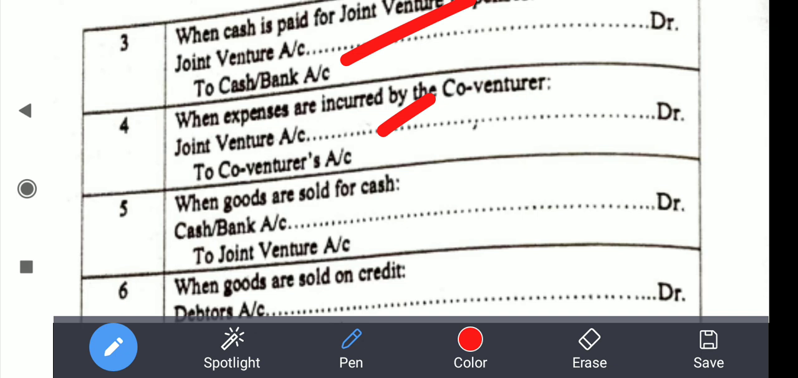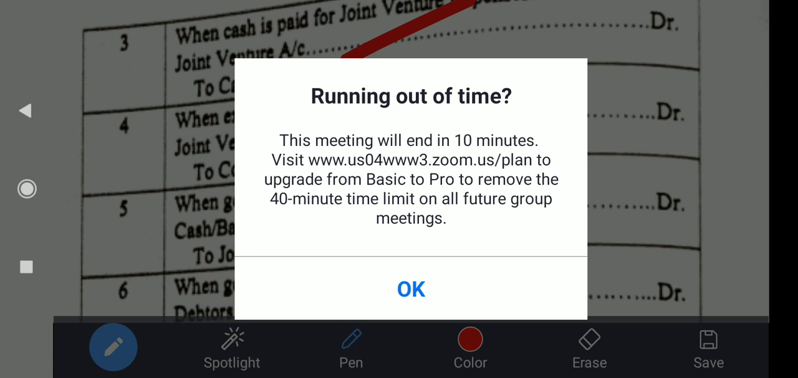Okay. Next, when goods are sold for cash by the co-venture, that is cash account debtor to joint venture account. But in the previous problem, who sold the goods, Chandra or Ramya? Goods were sold by Ramya, so cash account debtor to joint venture account in the books of Ramya. But in the books of Chandra, we just record Ramya account debtor to joint venture account.